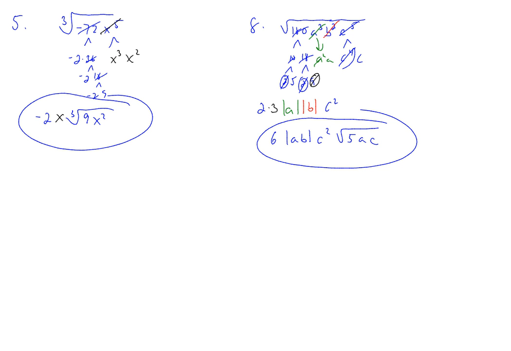And then the second one, you get a 6 out. You end up with the absolute value of a and the absolute value of b. You should just include them as one absolute value. And then c squared, and you got a 5 and an a and a c left in. Questions about 5 or 8?